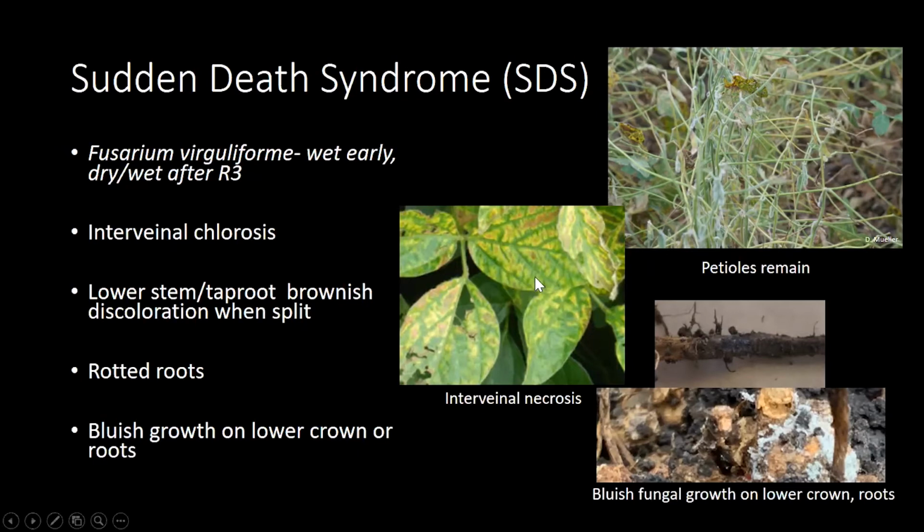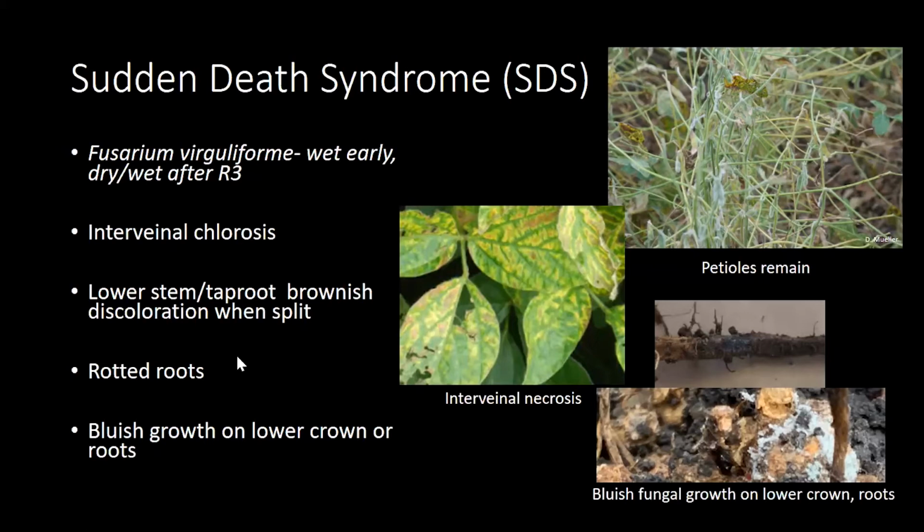And that's why you start to see that chlorosis, or yellowing and browning of the tissue in between those veins, which will remain green. When you cut your lower stems, so that lower part you're whittling away with that giant knife I showed you earlier, that lower stem and taproot will have a brownish discoloration on the outside of the pith, but the inside of the pith will remain white and healthy. That's very important. The other thing is this will cause a rotting of the roots, so the roots will not have that nice white appearance.